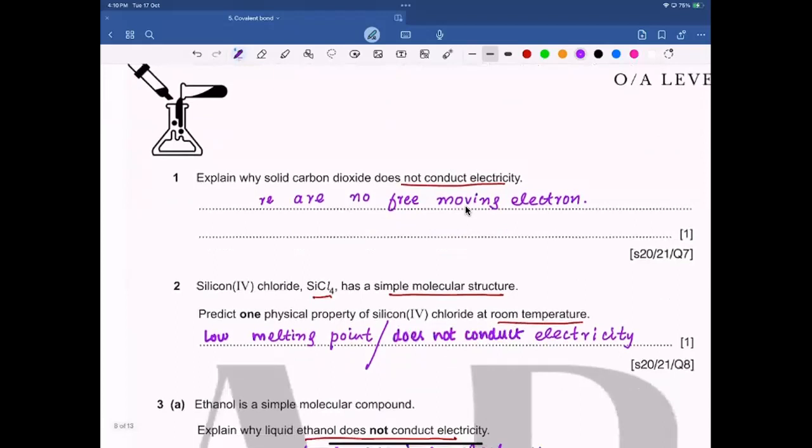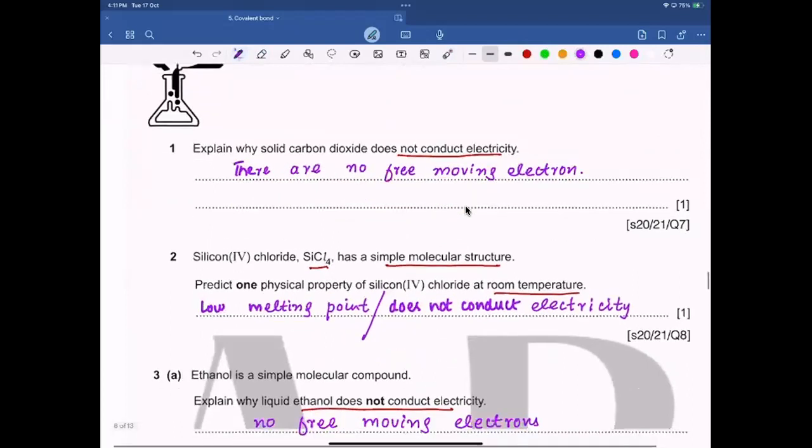Ethanol is a simple molecular compound. Explain why ethanol does not conduct electricity. So what will be the answer? If it does not conduct electricity, again, it will not have free moving electrons. Yes, there are no free moving electrons. Okay.